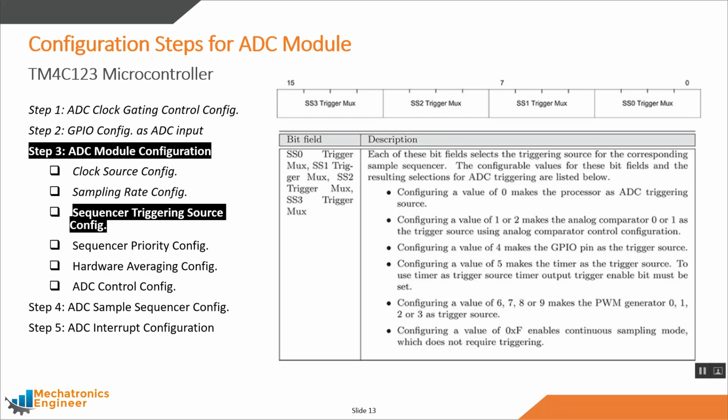If we configure the value 6, 7, 8 or 9, that makes the PWM generator 0, 1, 2 or 3 the triggering source. And if you don't want to use any of the above triggering sources, you can just configure the value hex F, that will enable the continuous sampling mode, which does not require any triggering.